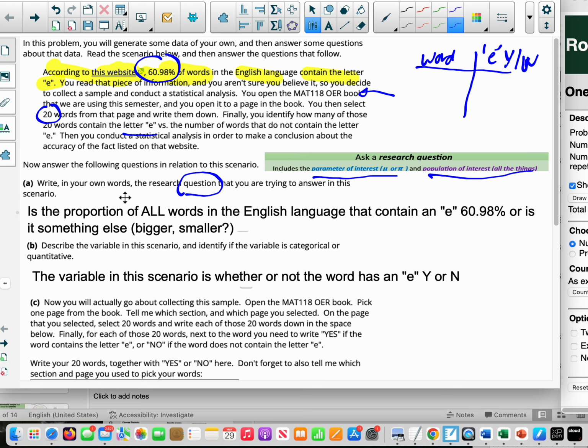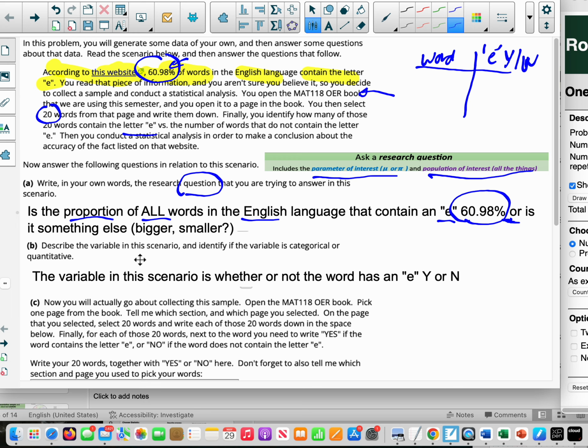So in this case, I want to know, is the proportion of all words in the English language that contain an E really 60.98% as was claimed, or is it something else? So we usually have two parts to that. We say, is it equal to the claim that's made, or is it something different?